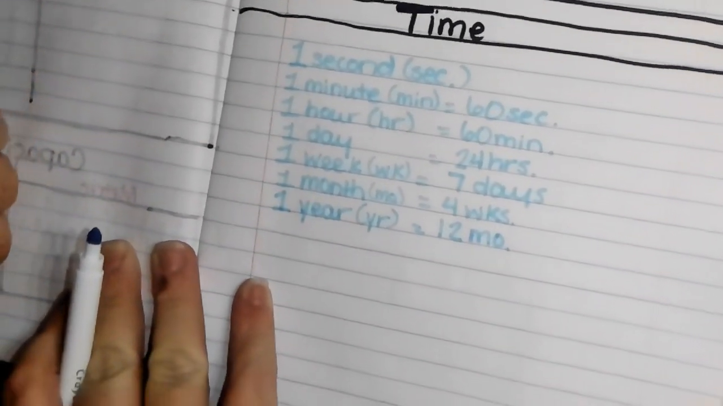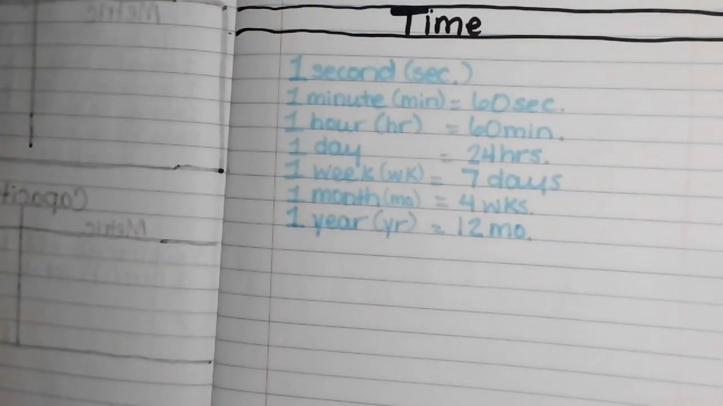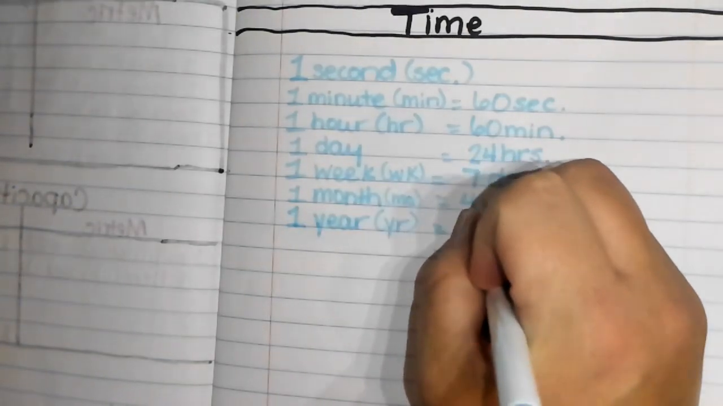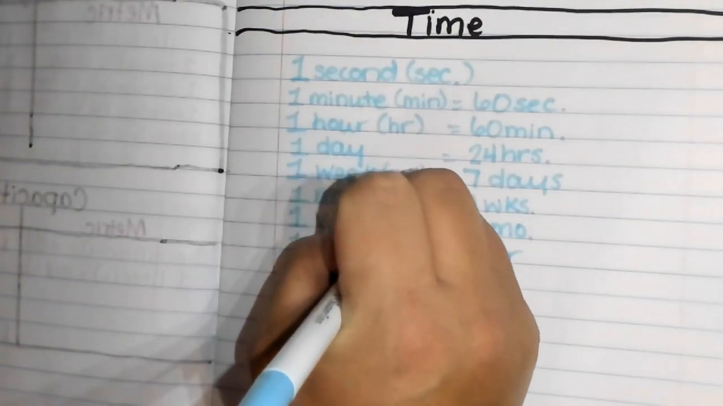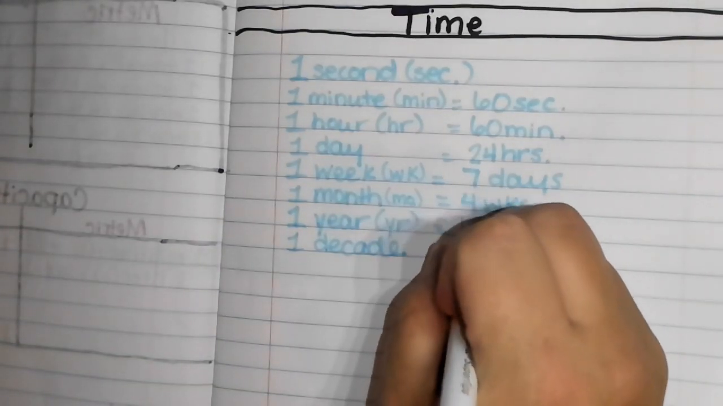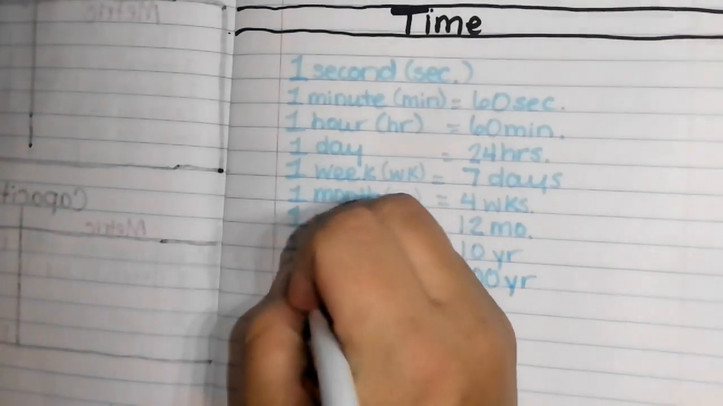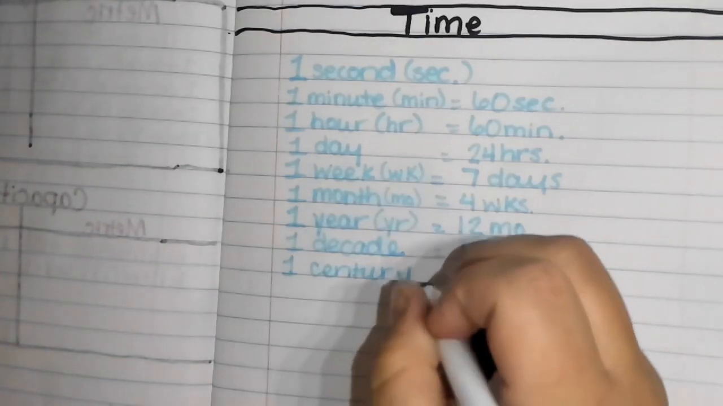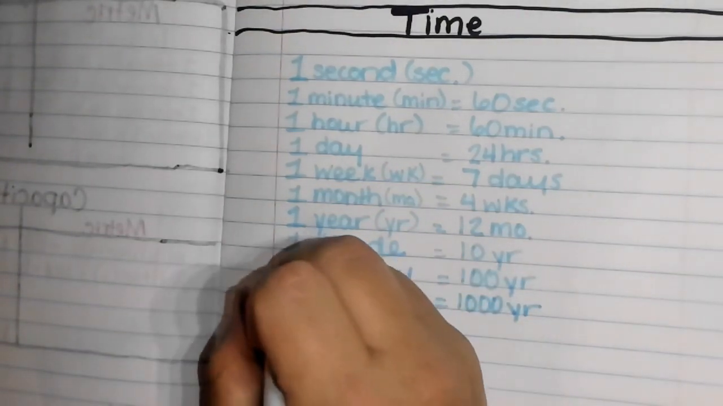All right, and I'm going to move it up a little bit so you guys can see this. Okay, if you have 10 years, you end up with 1 decade. If you have 100 years, you have 1 century. If you have 1,000 years, you have 1 millennium.